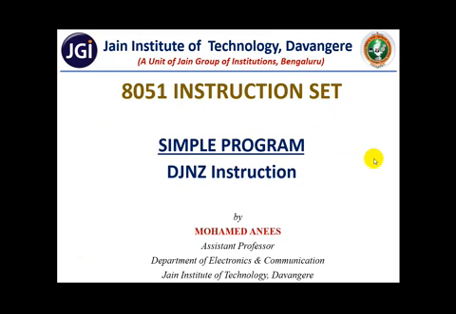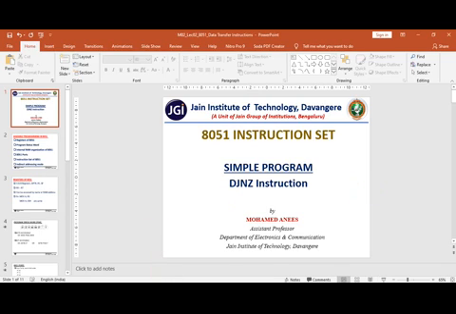In this video tutorial, we shall write a simple program to understand the working of a DJNZ instruction and its usefulness in assembly level language program. So as you remember, DJNZ is a looping instruction. Just as you use a for loop in C language, the same is true of the DJNZ instruction. It stands for decrement jump on non-zero. Okay, so we shall see this program.